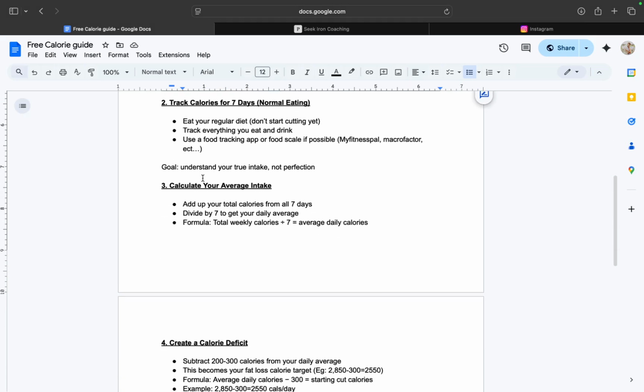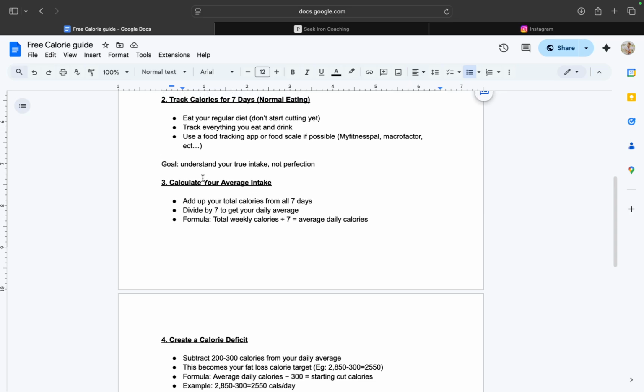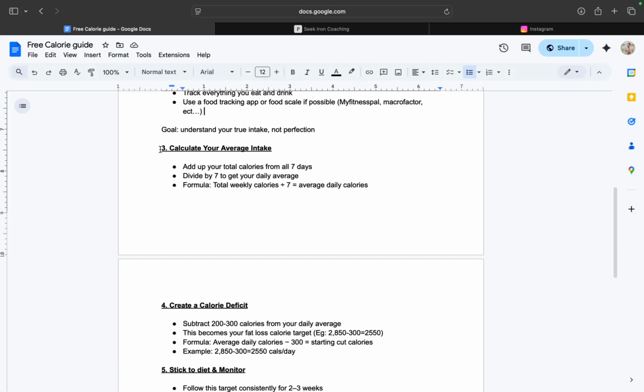And then the second step is you are going to eat your regular diet, what you've been eating beforehand, for 7 days. You're going to do it for a week, and you're going to track everything that you eat. And you are going to add that average up. That's step 3. You're going to add up the calories from all 7 days, and then you're going to divide it by 7 to get your daily average.